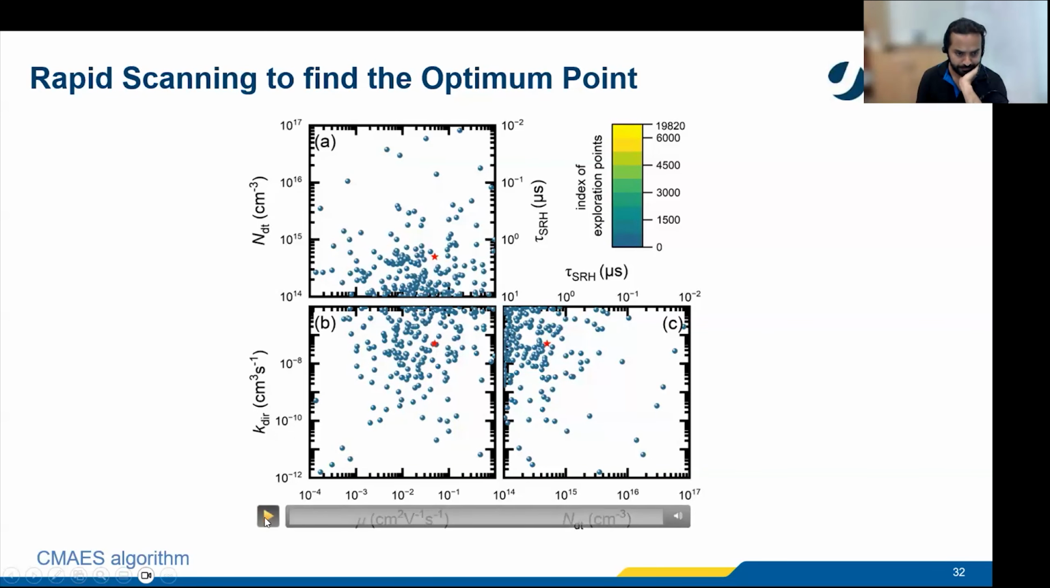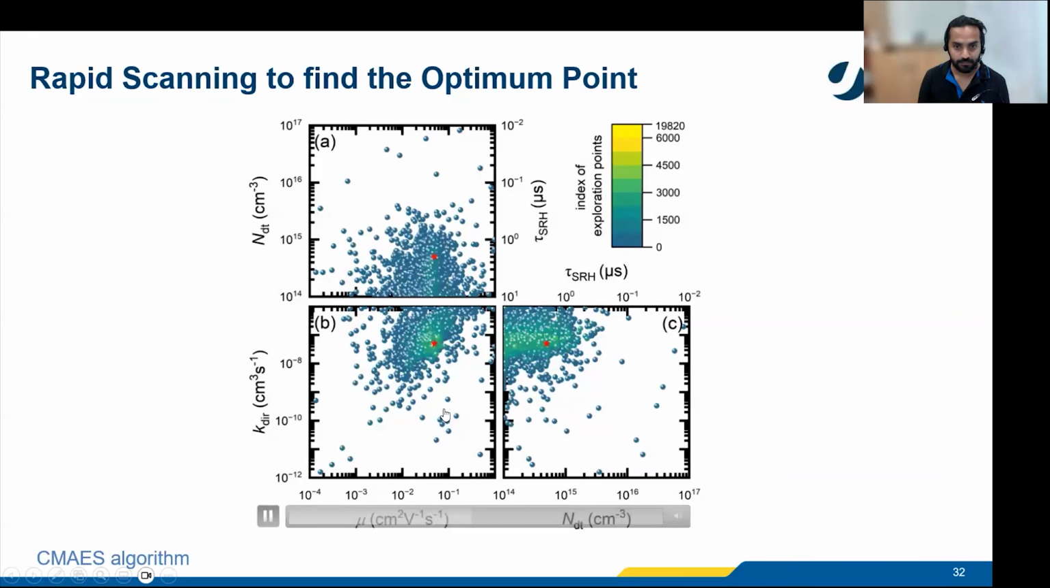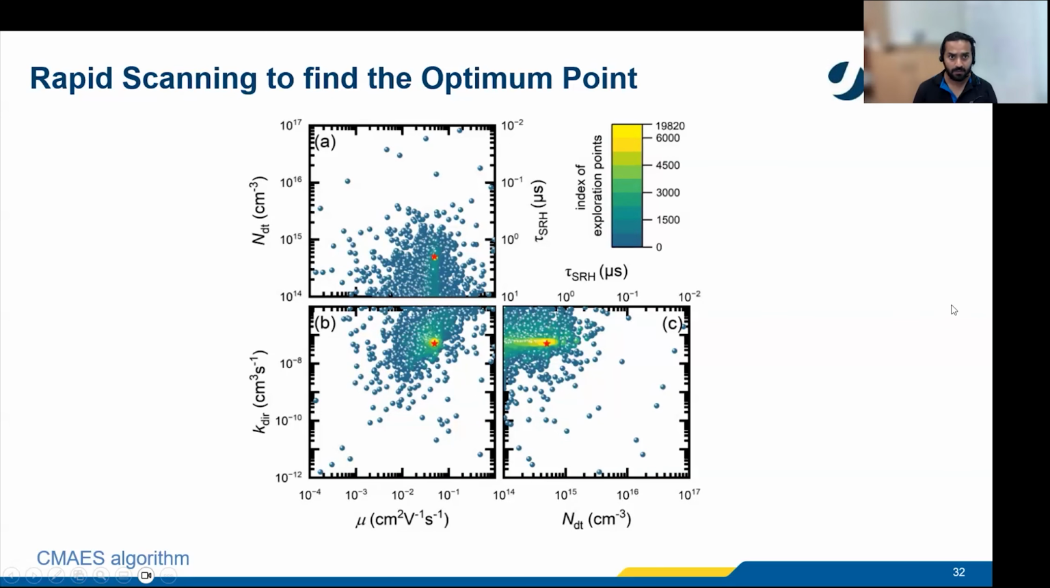The parameters chosen for simulation are shown with these stars here. So I'll just play this video. Hopefully you can see it. So you can see that the algorithm allows, instead of sampling the entire grid, you to hone in on the correct value by clever selection of the parameter space.